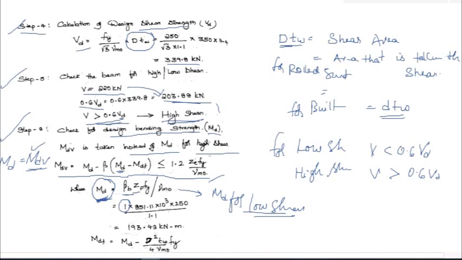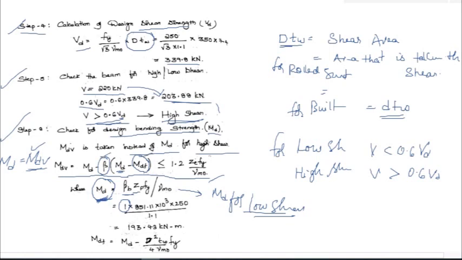851.11 into 10 to the power of 3 into Fy given in the question 250 divided by 1.1, and MD is equal to 193.43 kilonewton meter. Okay, so now I have other unknowns to calculate. What is that other unknown? MDF. MDF is the unknown I need to calculate now, right? And also beta. There are two unknowns I need to calculate now.